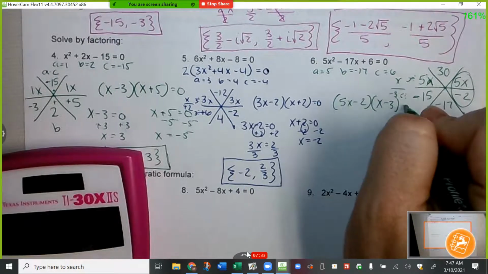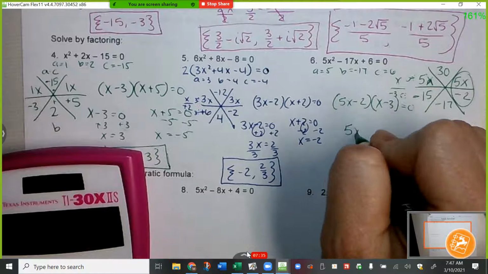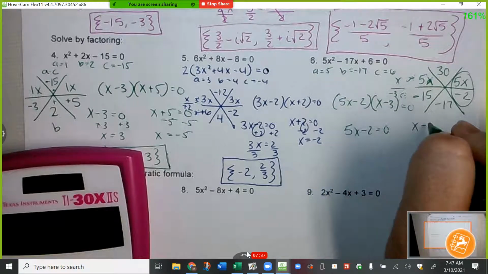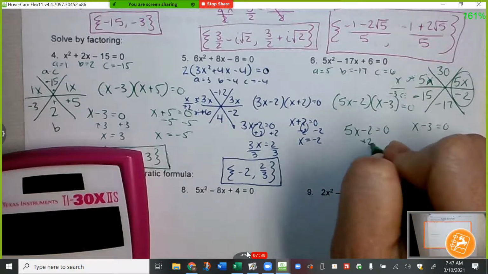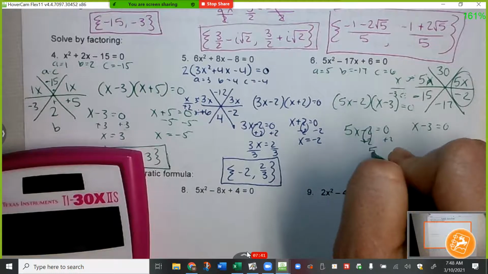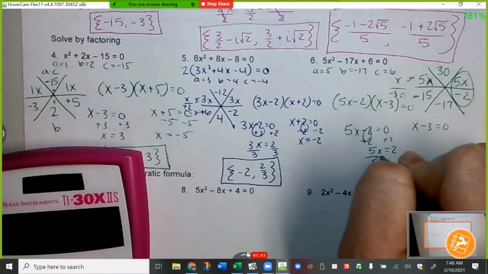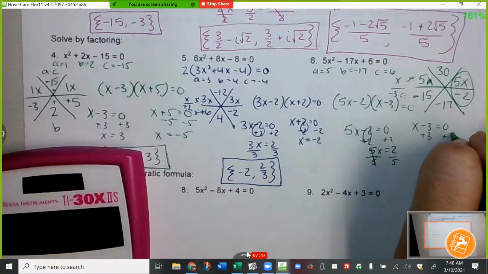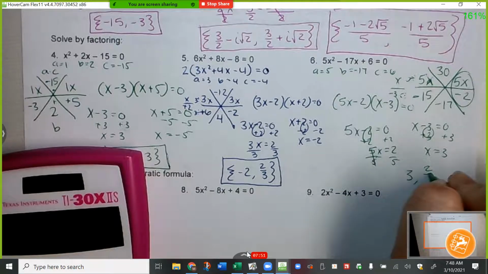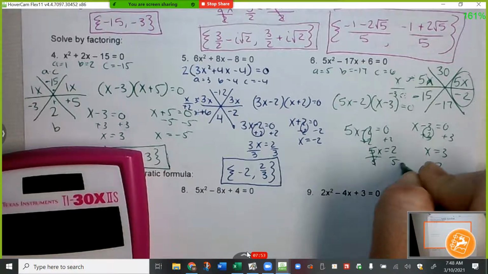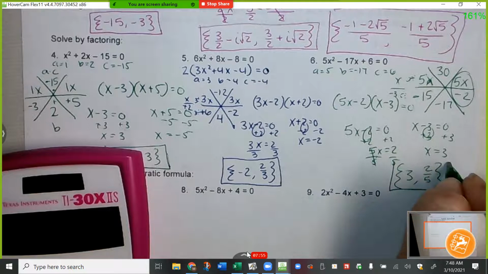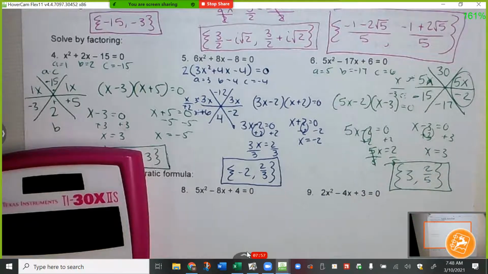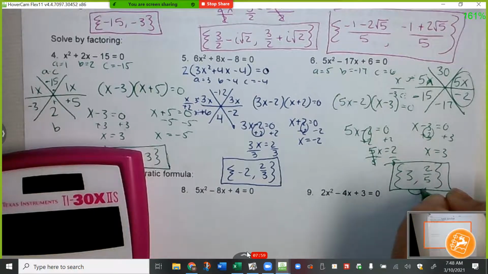And so we set those equal to 0 and solve. Add 2, 5x equals 2, divide by 5, divide by 5. Add 3, x equals 3. So it's going to be 3 and 2/5. I think I did it backwards, but it's fine. Yeah, because 2/5 is smaller.